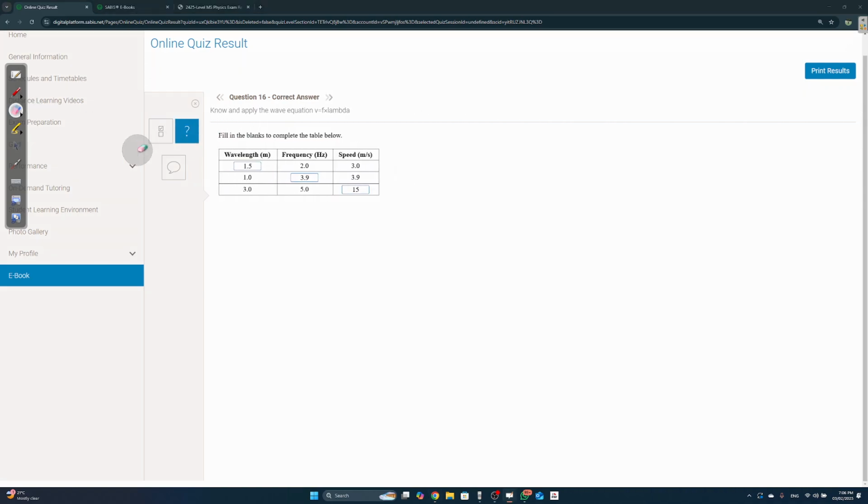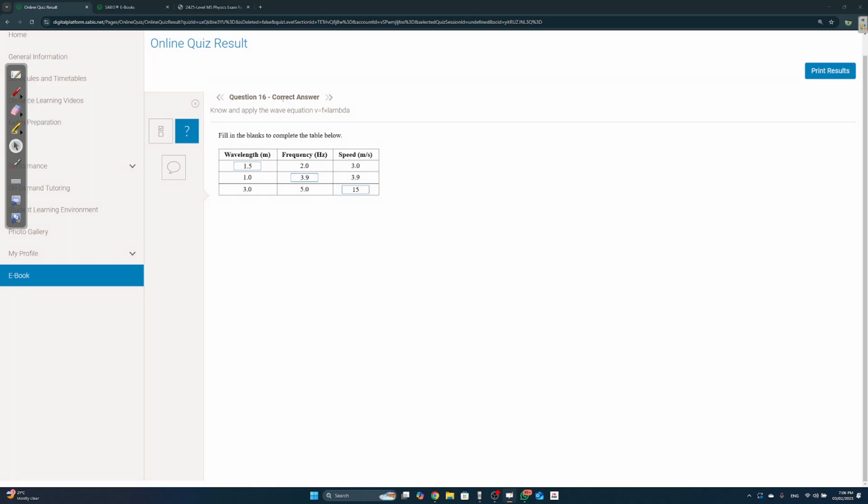Question 16. Fill in the blanks to complete the table below. They're giving us the speed and the frequency, then we want the wavelength, using the equation V is equal to lambda times F. To find the wavelength, lambda is equal to V divided by F. So 3 divided by 2, 1.5. Frequency is equal to V divided by lambda. So 3.9 divided by 1 is 3.9. And then speed, V is equal to lambda F. So 5 times 3, which is 15.